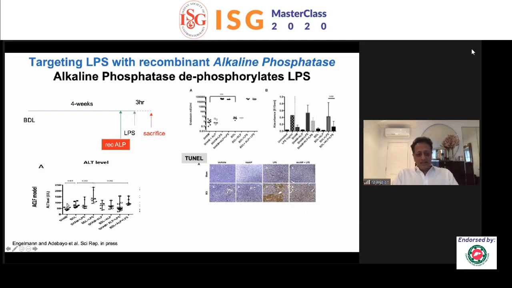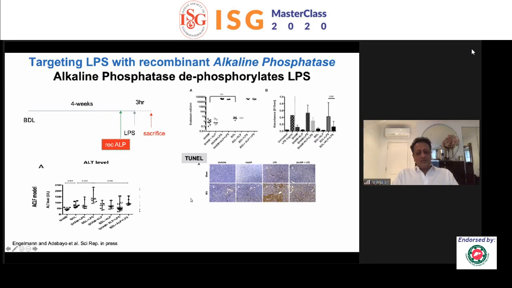And we're measuring ALT. What you see is there's a bile duct ligated group here, that's the sham LPS. If you are giving alkaline phosphatase to those treated with LPS, there's a significantly smaller increase in bilirubin. So here is the bile duct ligated plus LPS, with very high ALT levels. But if you treat them with alkaline phosphatase before, there's a very marked reduction.